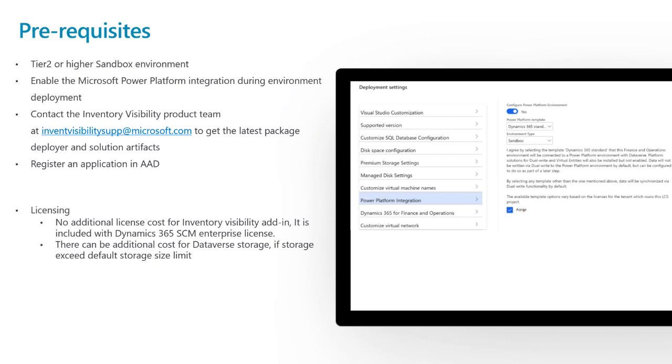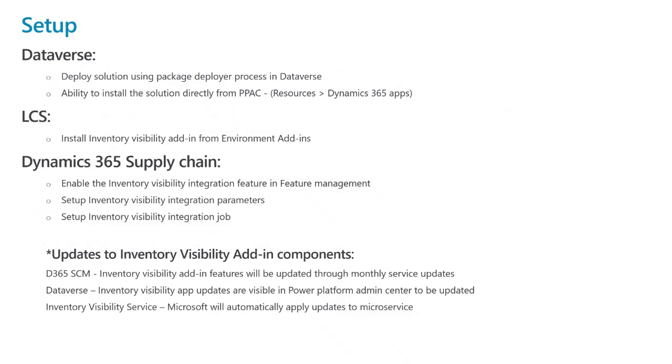Okay, so once you have these prerequisites, then you will be following these steps in order to deploy the inventory visibility service. So the very first thing you can do, after you have deployed the D365 SCM environment and the Power Platform or Dataverse environment, is make sure that they are linked correctly. Once that is done, you can go ahead and deploy the inventory visibility service application on the Dataverse side.